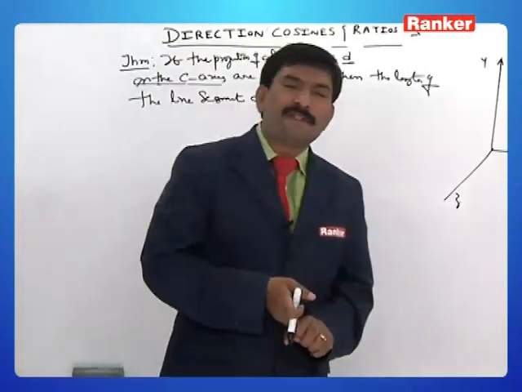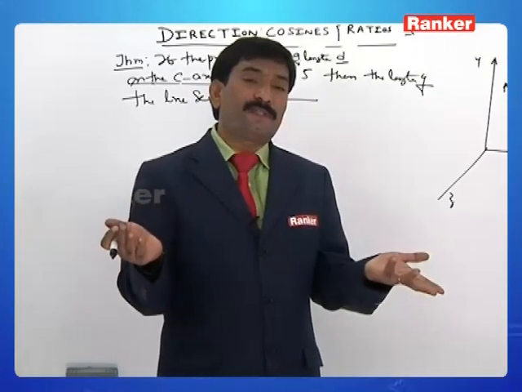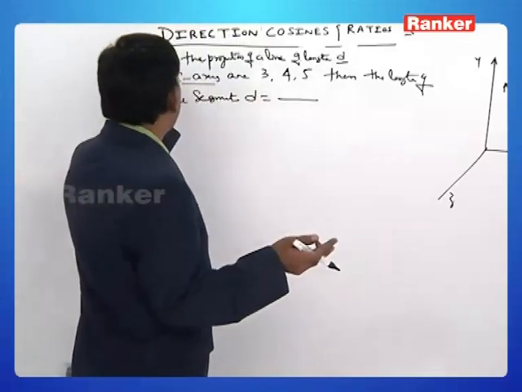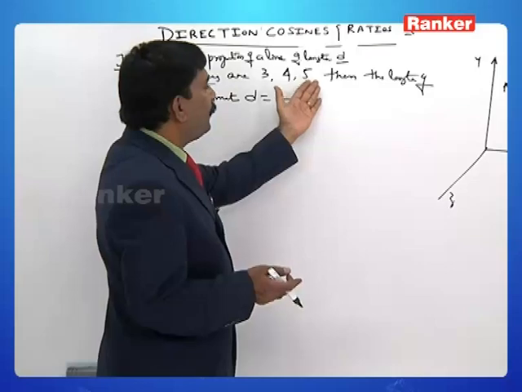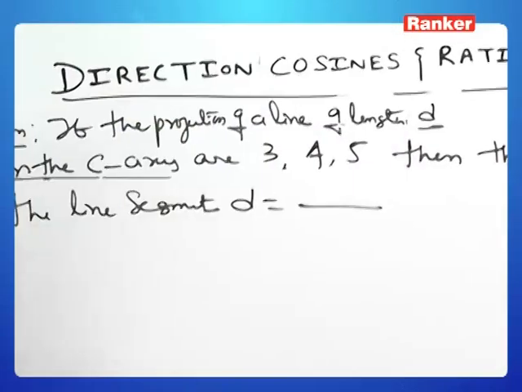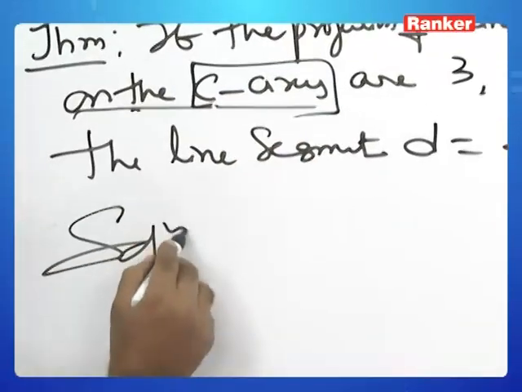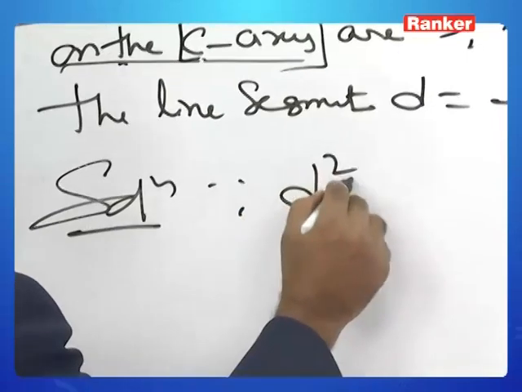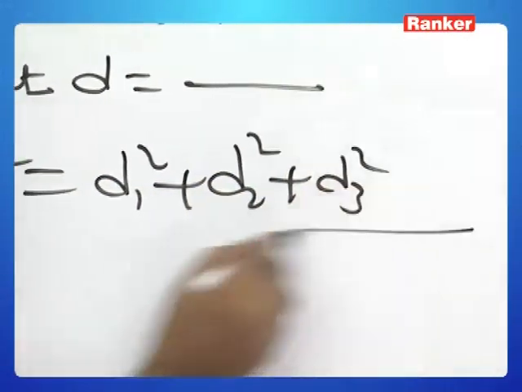Instead of giving x1, y1, z1, x2, y2, z2, he has given the projections. The projections of a line of length d on the coordinate axis are 3, 4, 5. Then the length of the line segment d is dash. Now on the coordinate axis, the solution is: since d square is equal to d1 square plus d2 square plus d3 square.